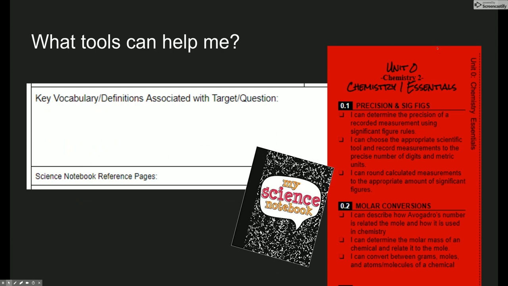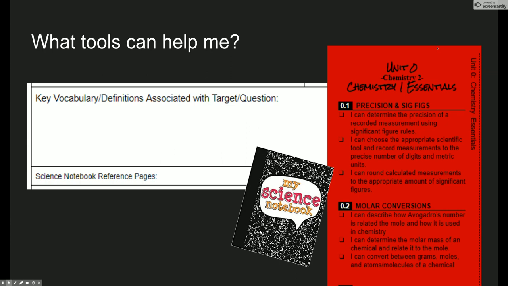If we go down the sheet, the next part is basically what tools are going to help me with this target. So it's going to ask you for some key vocabulary definitions associated with the target of the question. This is where we're going to look at the learning target bookmark in our notebook. We might find some definitions or vocabulary that are really important for us to know, and we're going to write them in this section, and make sure those definitions get defined so we know what they are.